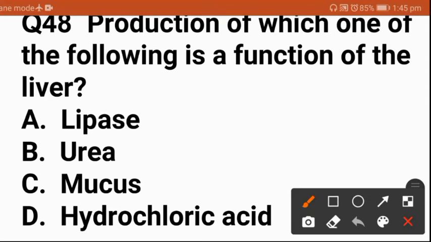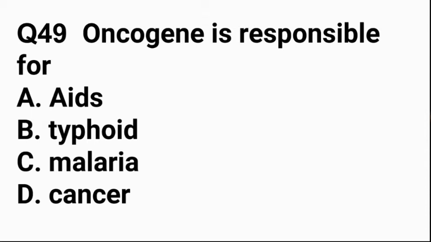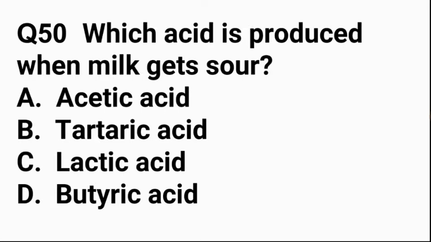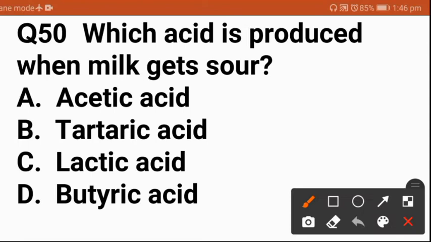Oncogene is responsible for D Cancer. Which acid is produced when milk gets sour? C Lactic acid.